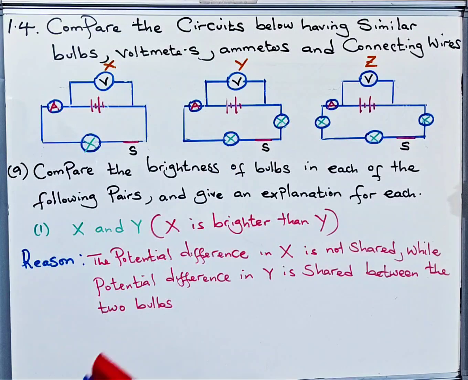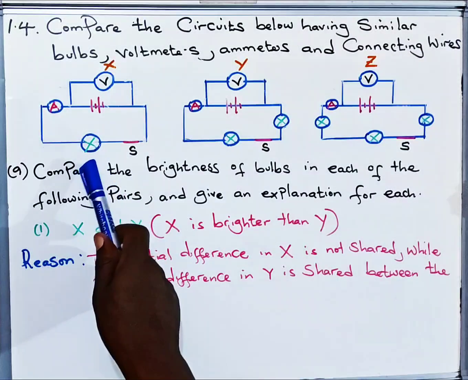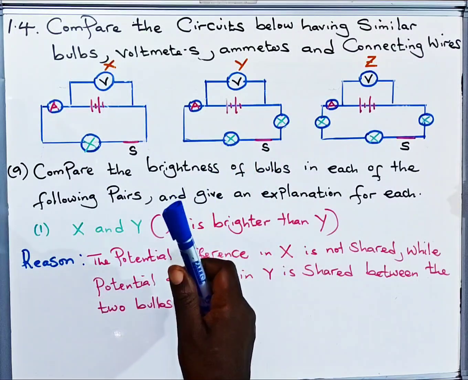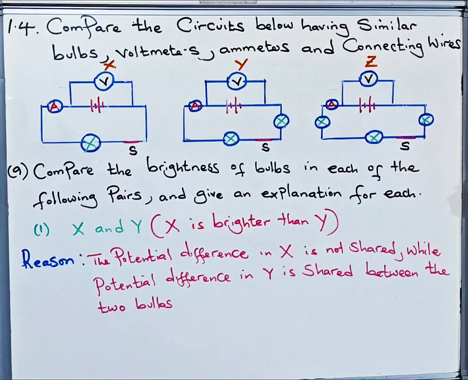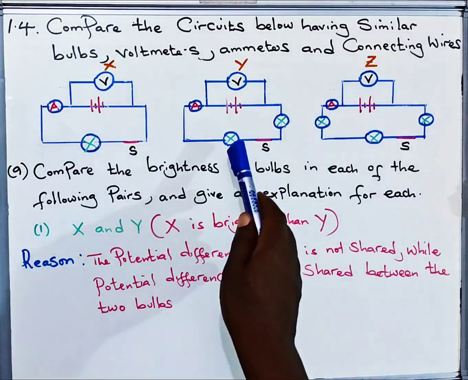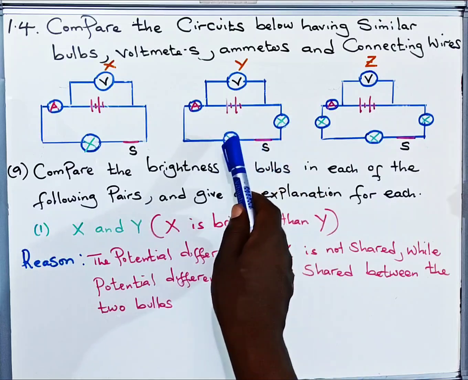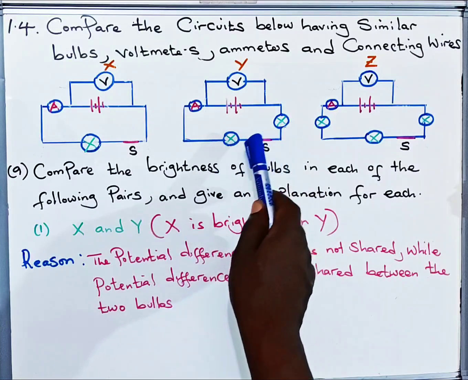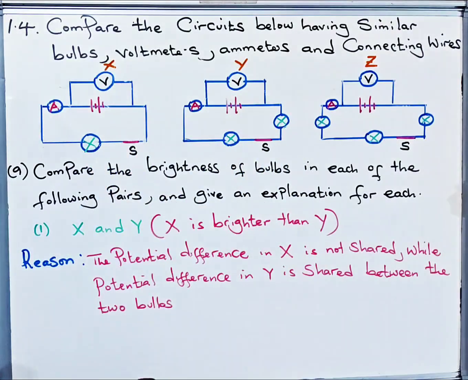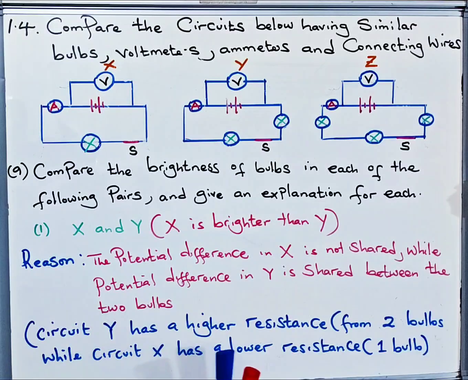Alternatively, we can reason this in terms of resistance. Each bulb represents resistance. A resistance is the opposition to the flow of current. So this circuit has a higher opposition because it has two bulbs compared to the first circuit. We have to remember that the higher the opposition, the lower is the current. So this is another version. Both are correct and acceptable.